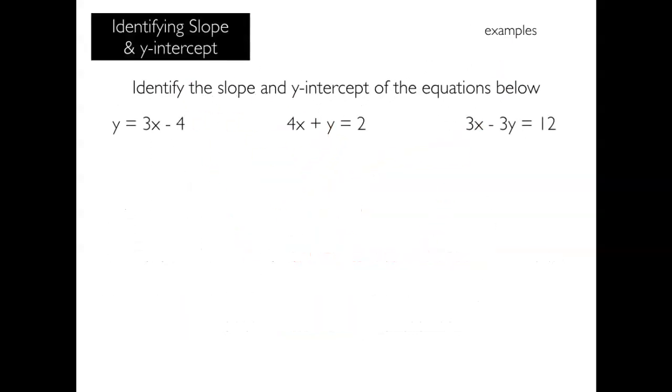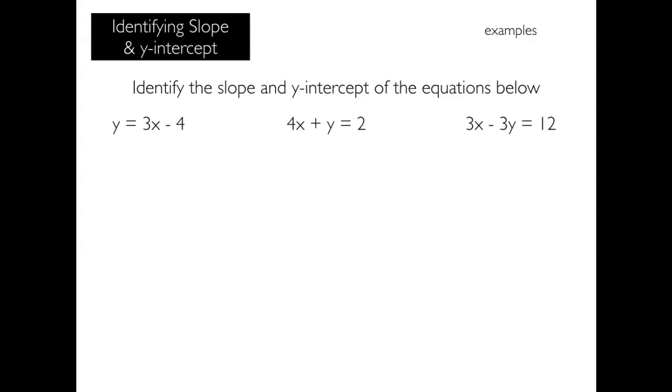Identify the slope and y-intercept of the equations below. The first one is already in y equals mx plus b form. So you would look at the coefficient, which is m, which is 3. That's the slope. So 3 over 1 is rise over run. -4 is the y-intercept. That's also the constant of the equation. So it crosses the y-axis at -4.